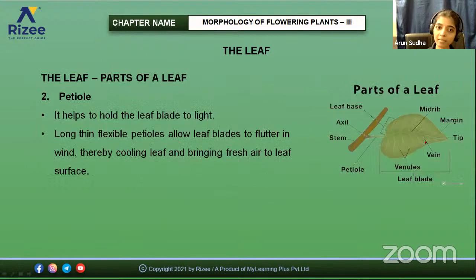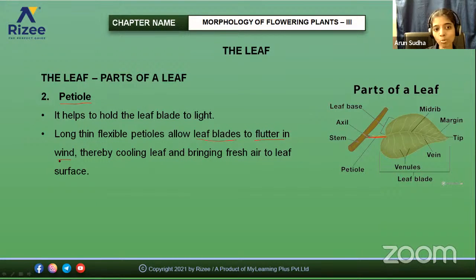So next, we'll see about the petiole. The next part of the leaf is the petiole. What is the petiole? This part is the petiole. What is its role? It helps to hold the leaf blade to light. The movement of the leaf is particularly with the help of this petiole. So, long, thin, flexible petioles. As the petiole is long and flexible, it allows leaf blades to flutter in wind, so that it is able to move in wind because of the flexible petiole.